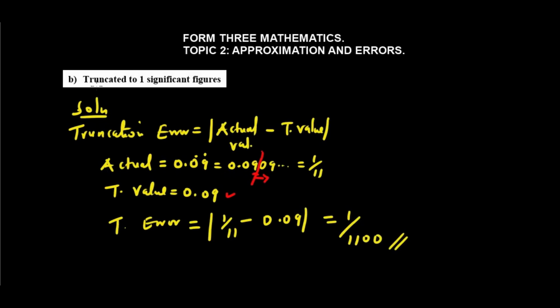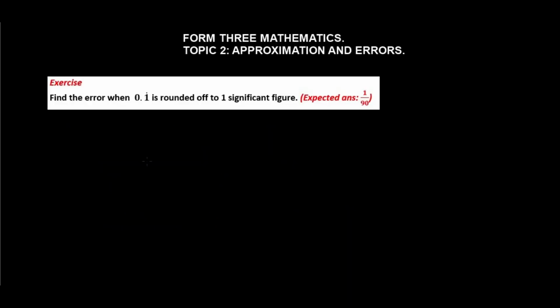So that's it for that part. Well, next there's a question for you here to try. Find the error when 0.1 recurring is rounded off to one significant figure. Try to work it out and see if your answer is 1/90.